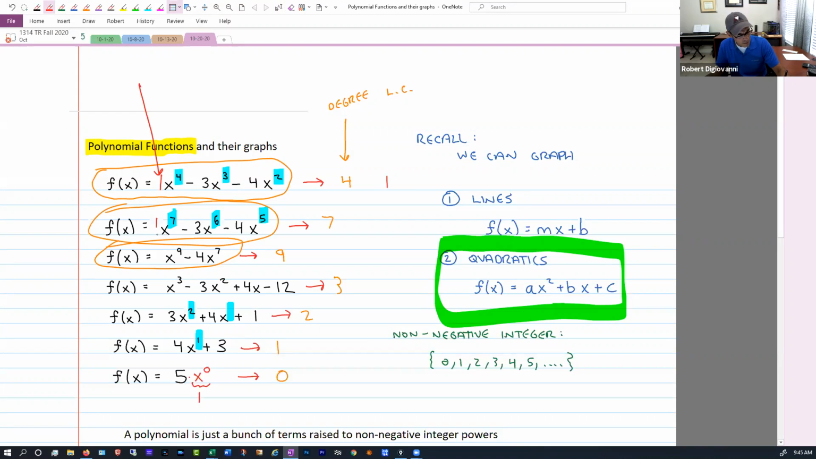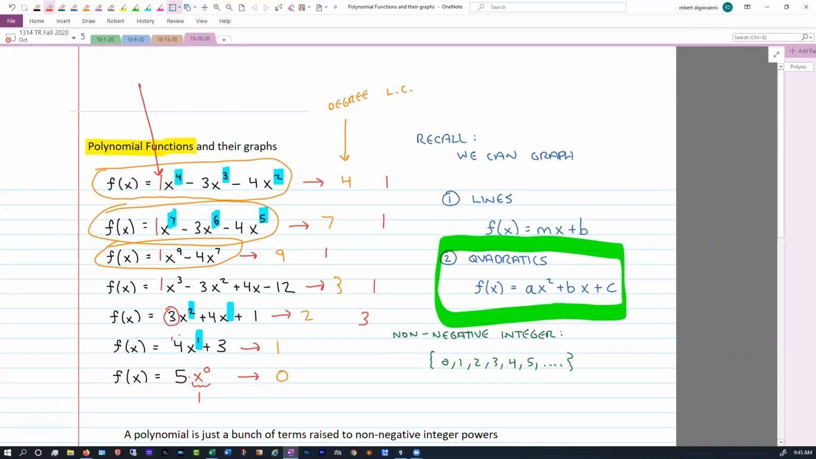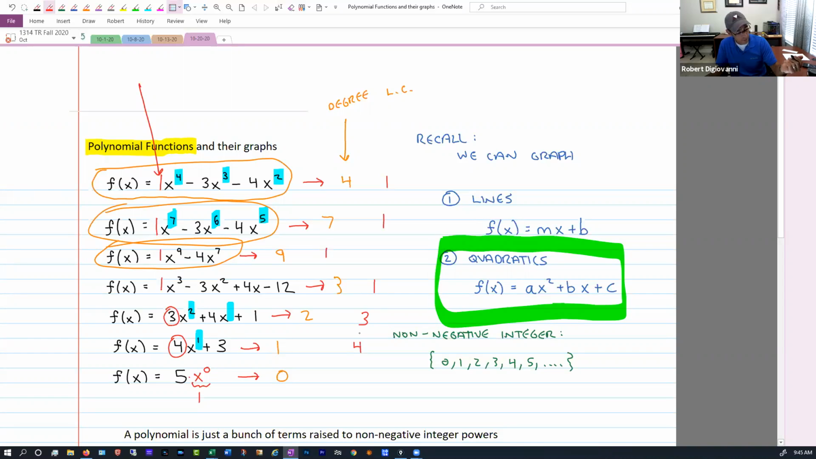Aren't they all 1? Okay, this one's not. So this one was 1, this one was 1, this one was 1. How about this one? It's 3. So the leading coefficient there would be 3. And do you want to keep going, Beth? Sure. Next one, 4. 4, and the last one? 5. 5, okay.